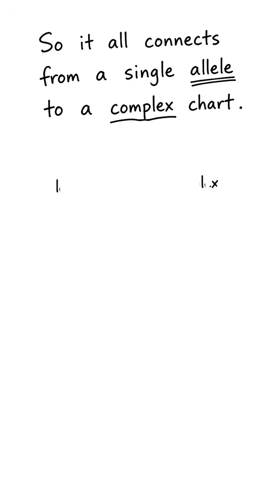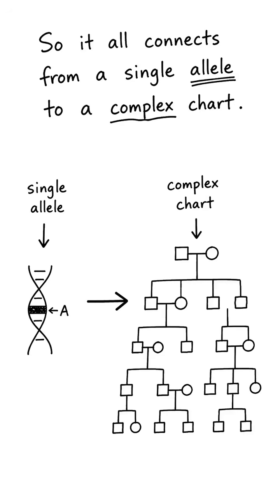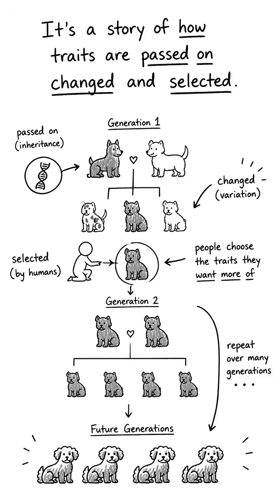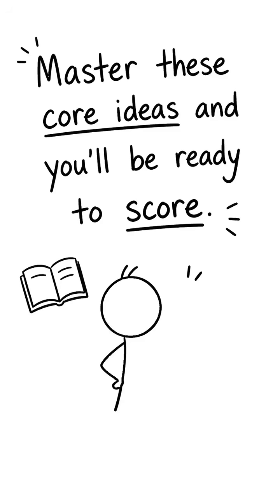So it all connects, from a single allele to a complex chart. It's a story of how traits are passed on, changed, and selected. Master these core ideas, and you'll be ready to score.